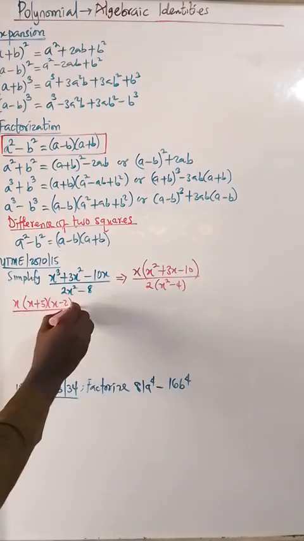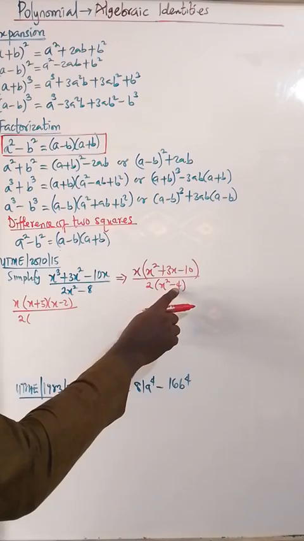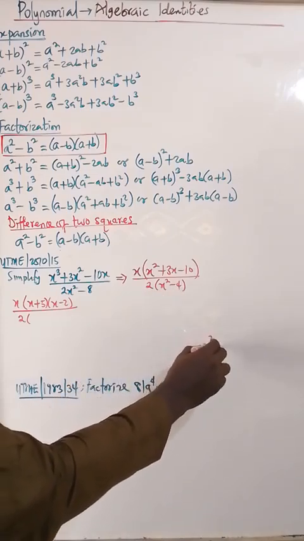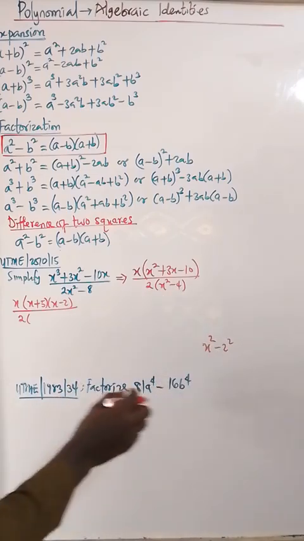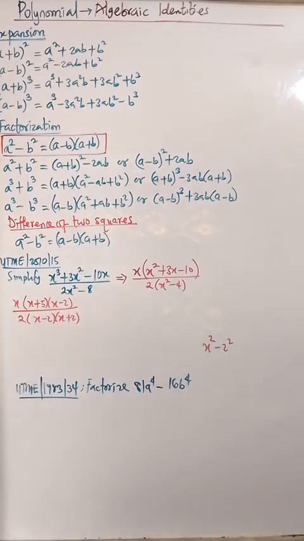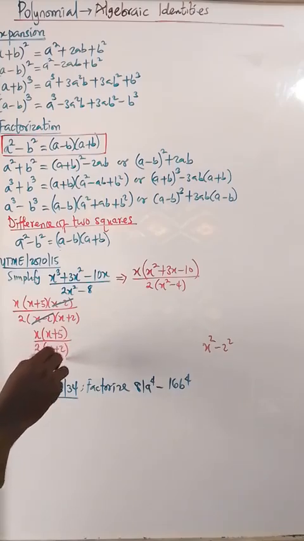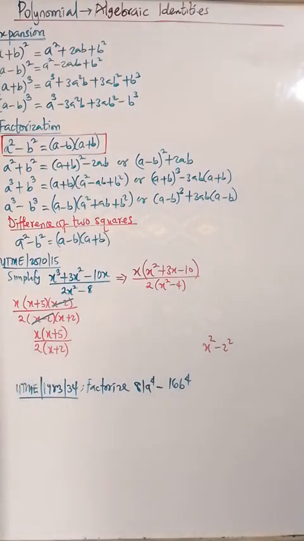We've done that previously. That's 2 into, I can write this 4 as 2 squared. If I have x squared minus 2 squared, difference of 2 squares, we subtract x minus 2, then we add x plus 2. By doing so, if you observe, we have x minus 2 here and x minus 2 here. By the time we cancel, we will be left with x into x plus 5 at the numerator, and at the denominator we have 2 into x plus 2. And nothing here can cancel. That is the final answer.